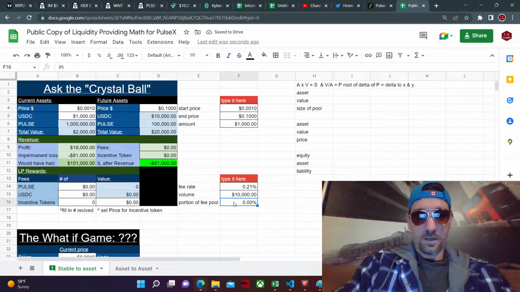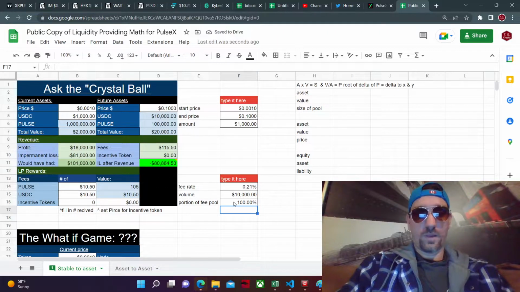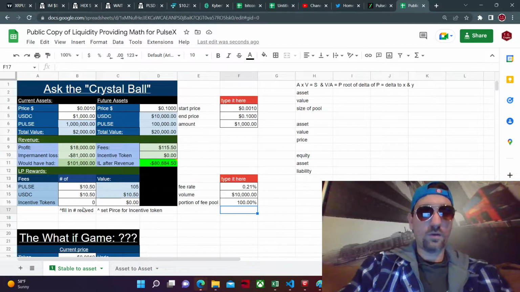Okay. And now our portion of the fee pool, let's say that $10,000 is 10% of the entire fee pool, because it matters. Because that fee rate, that 21%, is of the entire pool. But if I'm providing, well, let's just say I'm the only one doing it right now, what would that look like? All right. So now you can see, oh, that would have got me $10 worth of Pulse and $10 worth of USDC. It would have been roughly $21 of fees that have been collected in this, approximately.